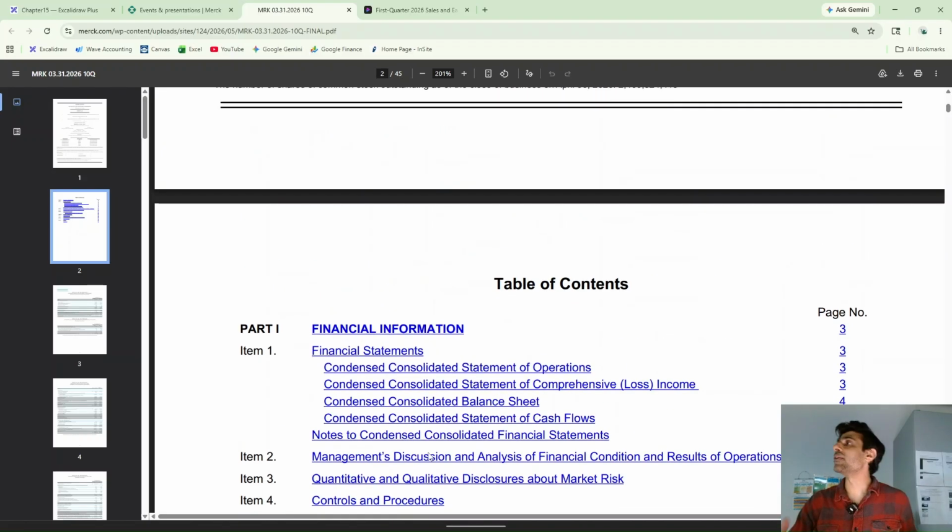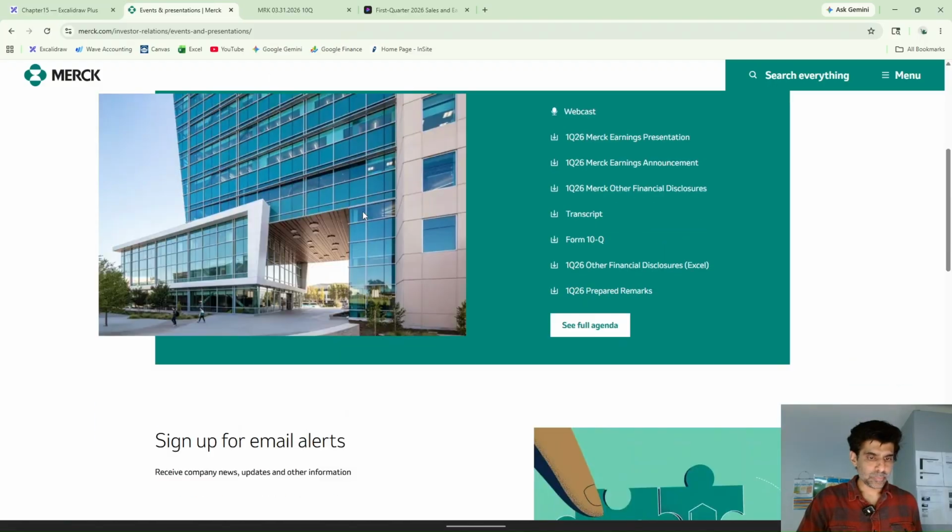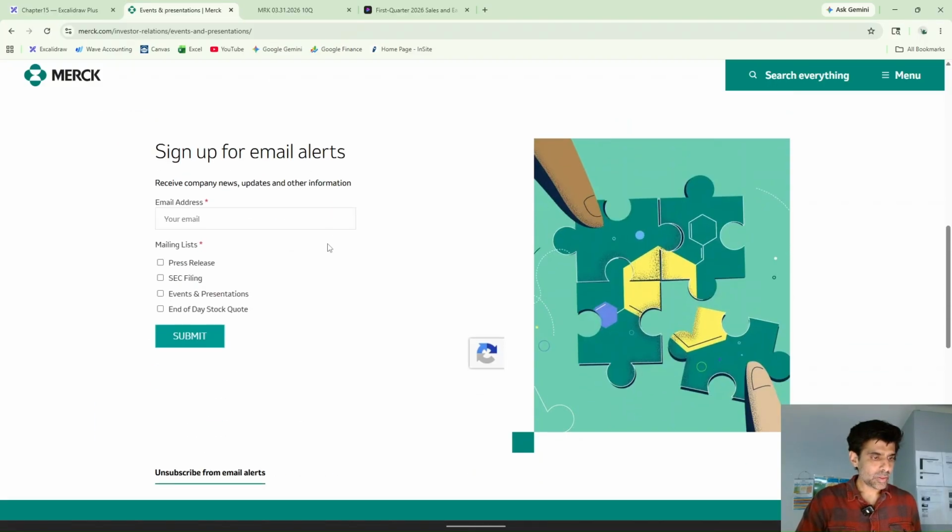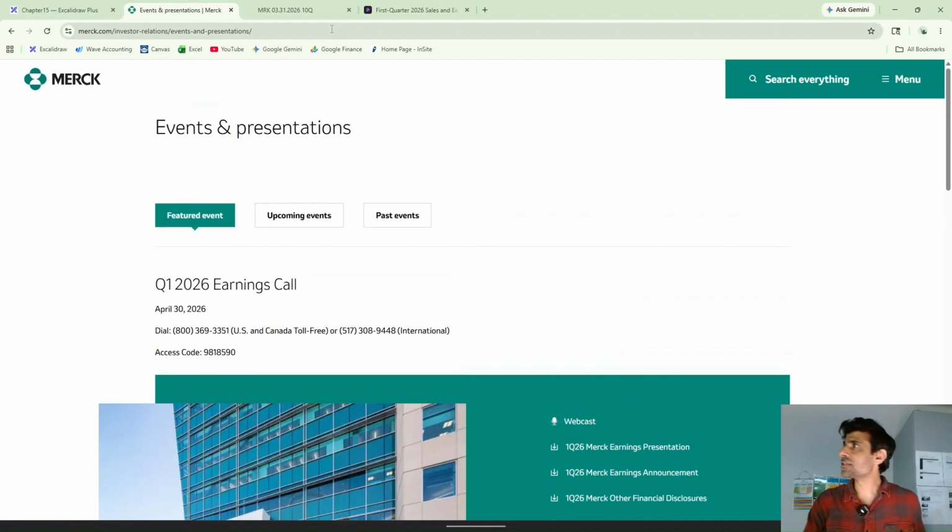Okay, the annual report is longer. They have many more disclosures and other stuff they've got to put in the annual. The quarterly is a more abbreviated report. Okay. Any questions on investor relations websites and what you can find there?